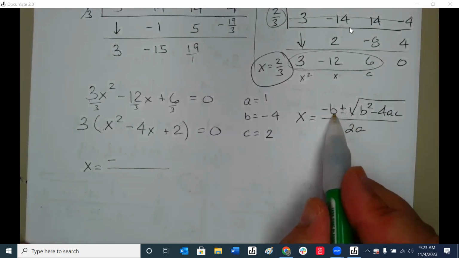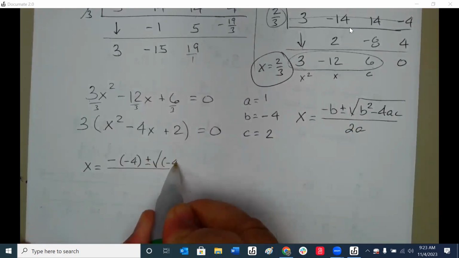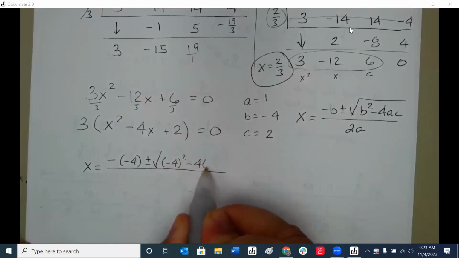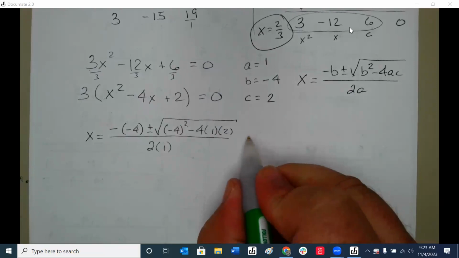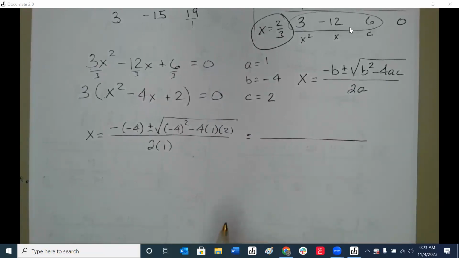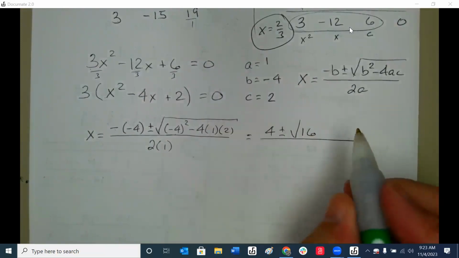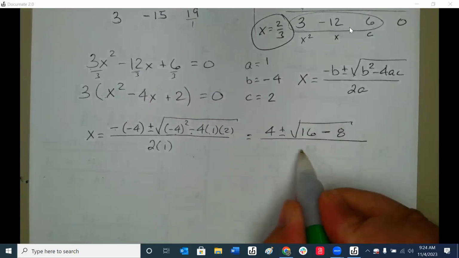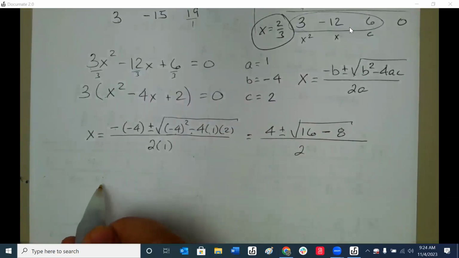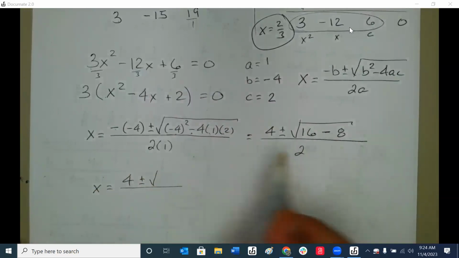So negative b. B is -4, so it's the negative of -4, plus or minus the square root of -4 squared minus 4 times a times c. A is 1. I'm going to just work it out. Negative and negative makes it a +4, plus or minus. 4 squared is 16. Negative, positive, positive is a negative. 4 times 1 is 4, times 2 is 8, over 2. 16 minus 8 is 8.